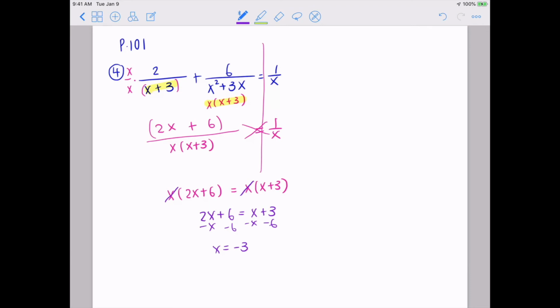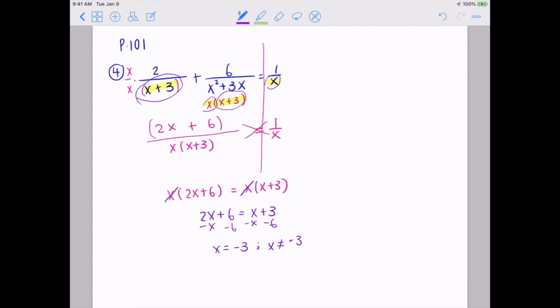Okay, and that's what we have done all the way until here. And now let's look at our restrictions. So look at all the denominators. What are some of the numbers that x cannot be? Anything that's highlighted. This first part, x cannot be -3. And then this is also -3.